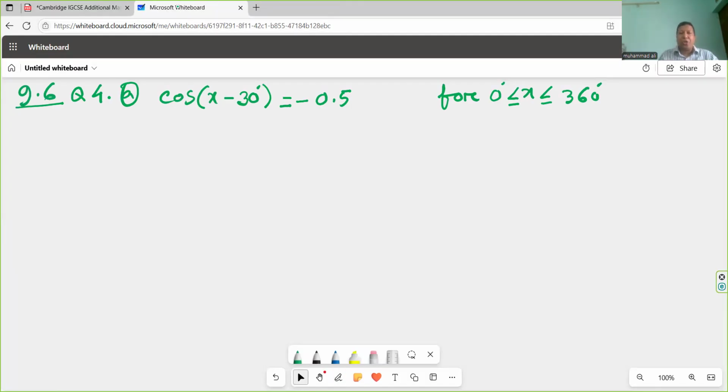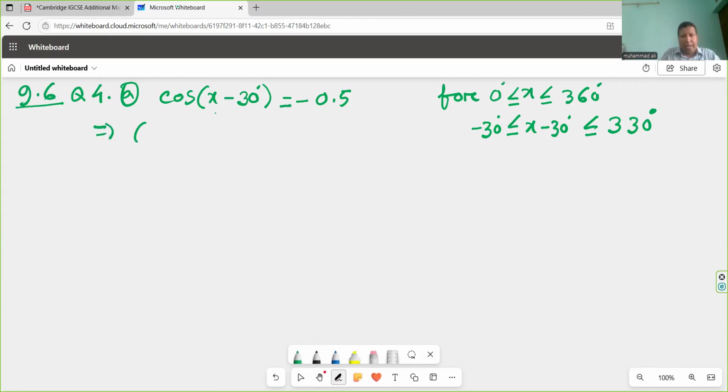At first, we have to ensure our calculator is in degree mode. Okay. Now, we have to rearrange this domain. Here, x minus 30 degrees. So, if we subtract 30 degrees here, we have to subtract 30 degrees here also, and also 30 degrees subtracted from 360 degrees. So it will be 330 degrees. So for this math, our domain will be minus 30 to 330 degrees.